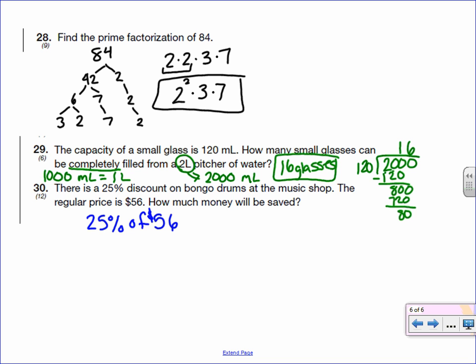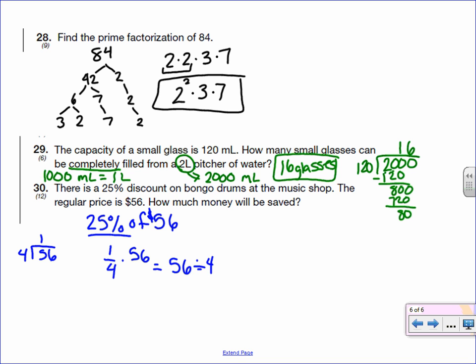The easiest way is to recognize that 25% is the same thing as the fraction 1/4. So 1/4 of 56 means 1/4 times 56, which is the same thing as 56 divided by, excuse me, 4. So over here, 56 divided by 4.